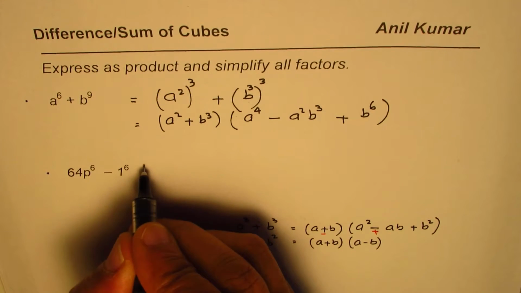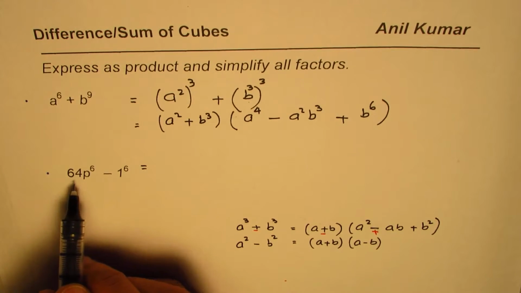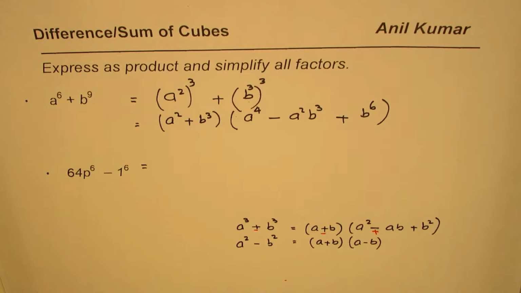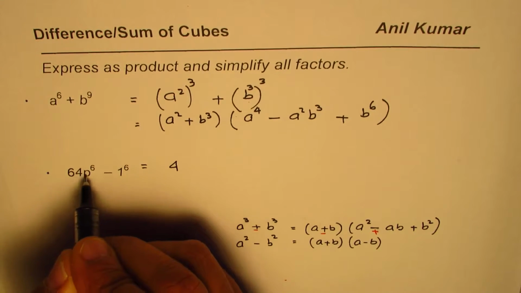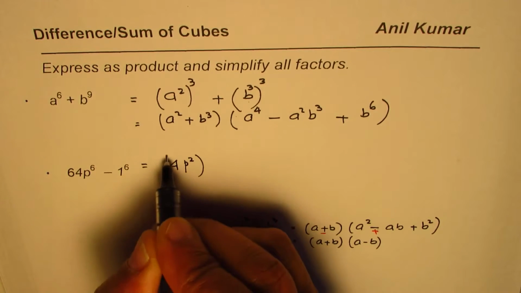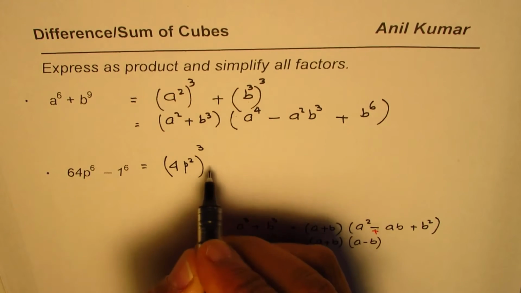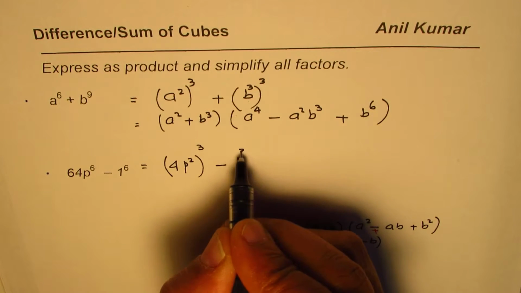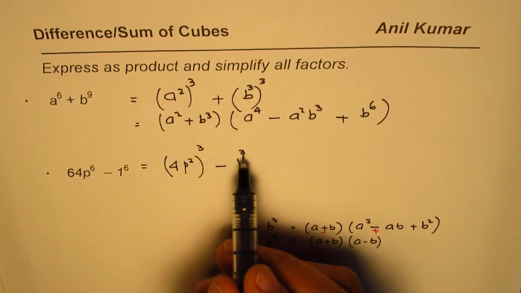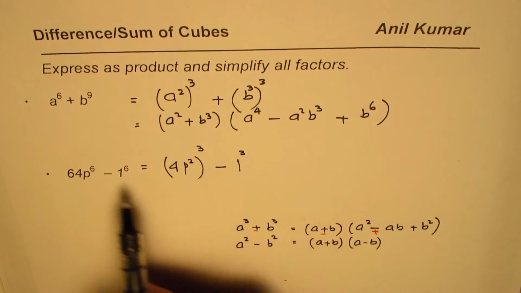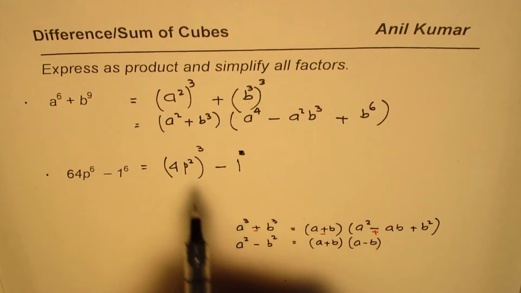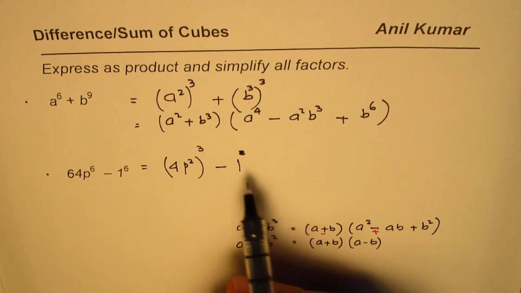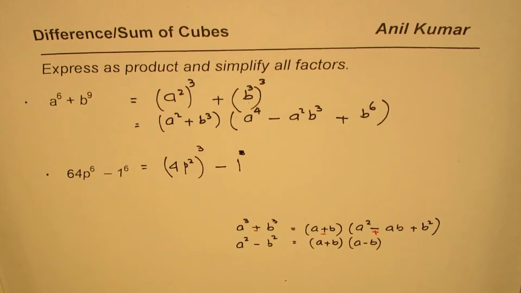Let's do the next one. Here, 64. 64 is cube of what? 4 times 4 is 16 and 16 times 4 is 64. So it is 4, right? Now, p to the power of 6, we could write this as p square and whole cube. Do you see that? That's how we can write this. And 1, of course, you can write as 1 cube. It's not a good idea to write it like this, but I'm just helping you understand the concept, okay? So 1 could be treated as 1 square, 1 cube, anything, right?